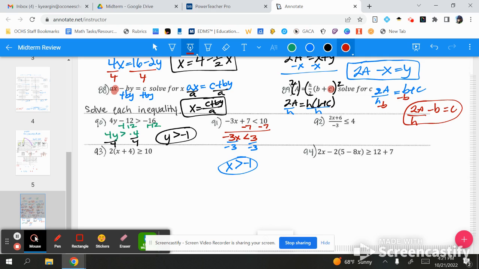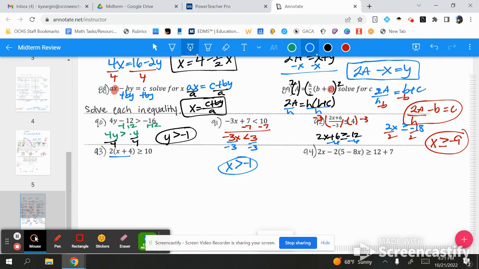For 92, we want to start by multiplying each side by negative 3. Anytime I multiply by a negative, I need to flip the sign. So I'm left with 2x plus 6, and so I'm going to use greater than or equal to negative 12. I need to subtract 6 from each side. 2x is greater than or equal to negative 18. Divide by 2. X will be greater than or equal to negative 9. Don't forget, if you multiply by a negative, it's the same thing. You still have to flip your sign.